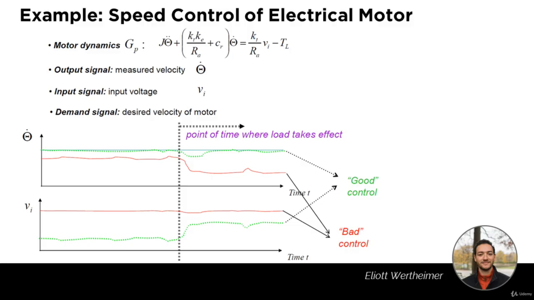The good control curve, on the other hand, is quite counterintuitive because it is much lower than the bad control curve, which is providing a velocity that you don't want. And it then goes up after the point of time where load takes effect to compensate for that new load and help the motor keep its velocity. So this is quite a complete example of what control is, how we can have good control, bad control, and what we are effectively aiming for.